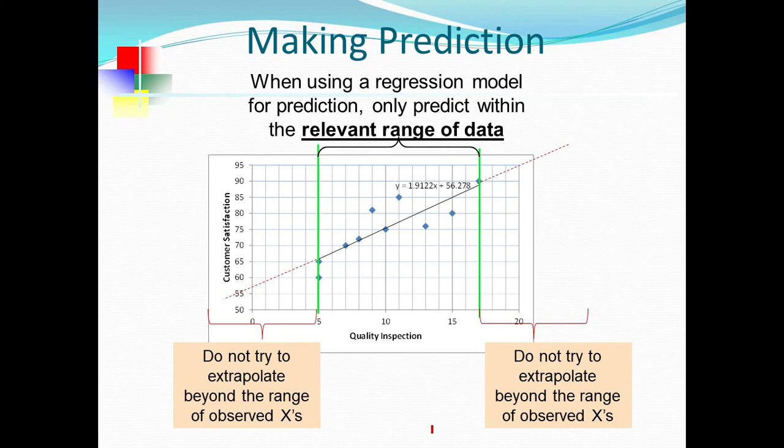Please take note that when we are making prediction, for the x value, yes, we can put any number, but be careful that the number we put must only be between the minimum and maximum of our data set. We cannot put an x value beyond the range of our data set. For example, in our data set, the minimum value is 5 and the maximum value is 17. So when we make a prediction, the x value must not be less than 5, and must not be more than 17. Do not try to extrapolate beyond the range of the observed x. So that you have to remember.